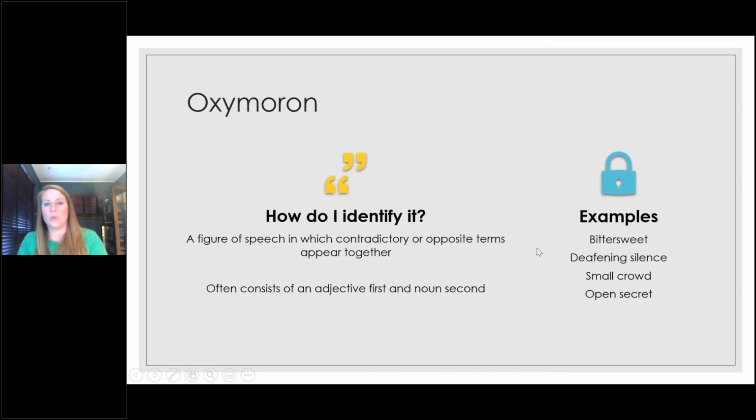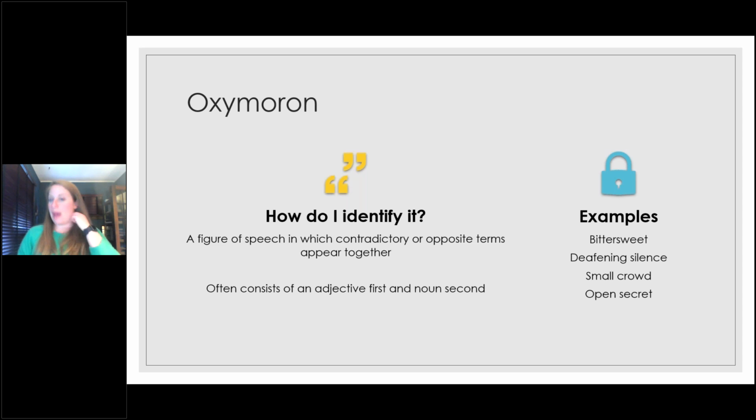Okay, this one is our last type that we're going to go through for today, our literary devices, the oxymoron. So how will we know that we find it when we come across it? This is a figure of speech where we've got two essentially opposite terms that appear together, two contradictory terms. Often the first term of the two words will be an adjective, and the second one will be a noun. It's not always the case, but it's kind of like a code that you can look for.